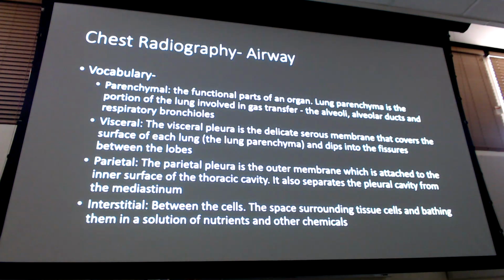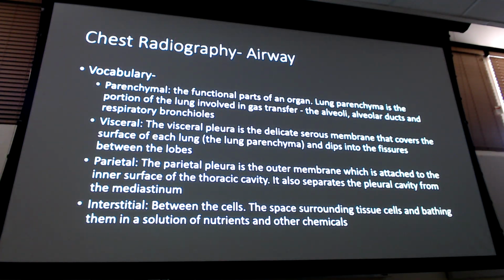Okay. Airway, parenchymal, visceral, pleural, interstitial. Remember all these words? They sound familiar?